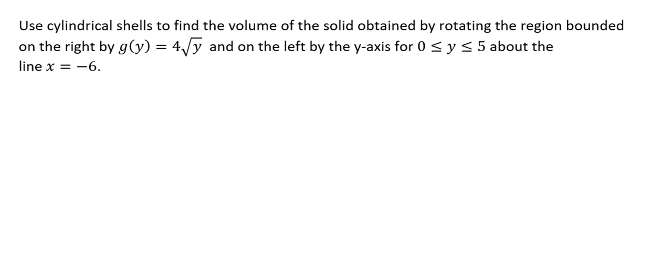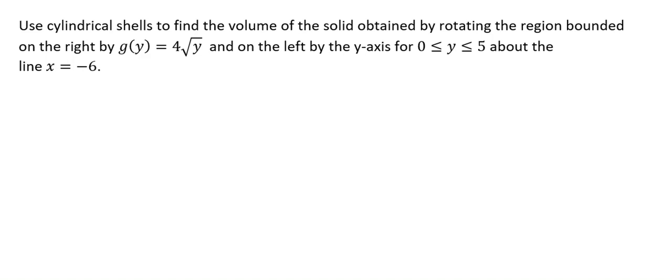In this video, I'm doing another volume problem using cylindrical shells. So we want to use cylindrical shells to find the volume of a solid obtained by rotating the region bounded by the function g of y equals 4 square root of y, and on the left by the y-axis, for y being greater than or equal to 0, less than or equal to 5, about the line x equals -6.